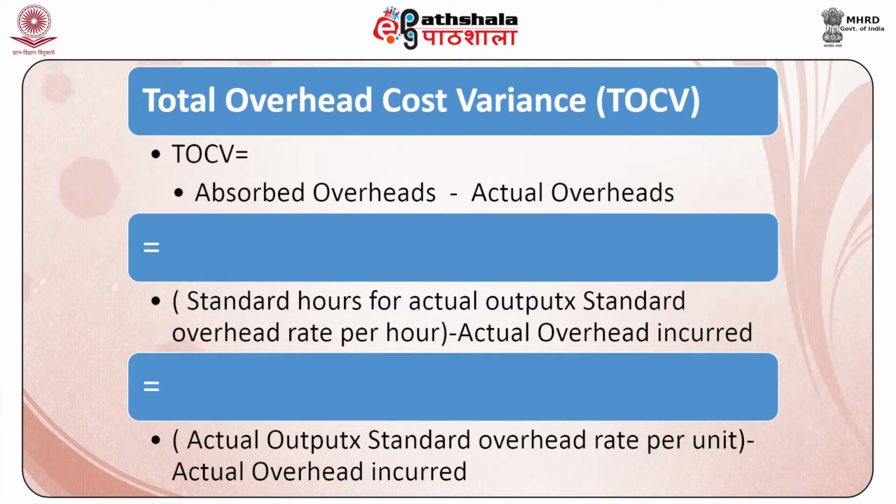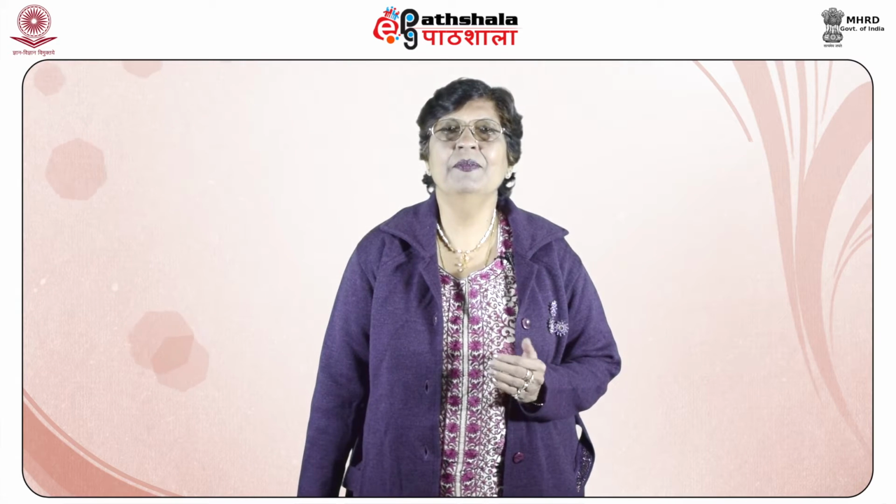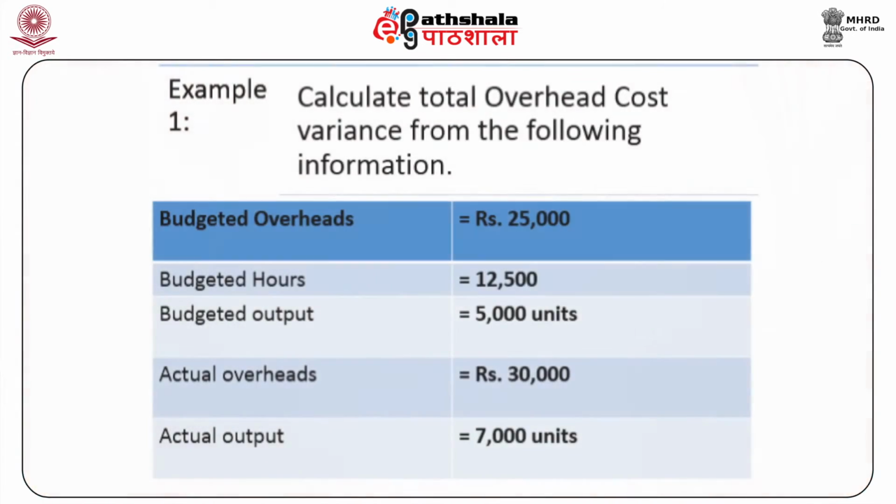TOCV is equal to absorbed overheads minus actual overheads, or standard hours for actual output into standard overhead rate per hour minus actual overheads incurred, or actual output into standard overhead rate per unit minus actual overheads incurred, where standard overhead rate per hour is equal to budgeted overheads upon budgeted hours. Standard overhead rate per unit is equal to budgeted overheads upon budgeted output. When the actual overhead cost is less than the absorbed overhead cost, the variance is favorable and vice versa. Let us understand this concept with an example. Let us calculate total overhead cost variance from the following information.